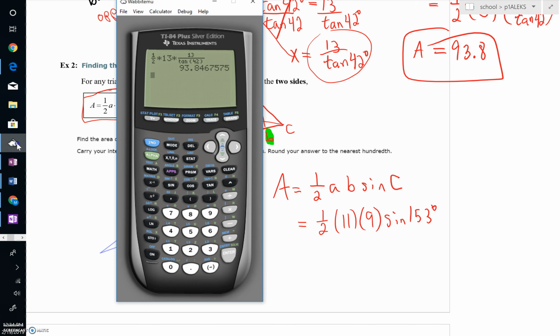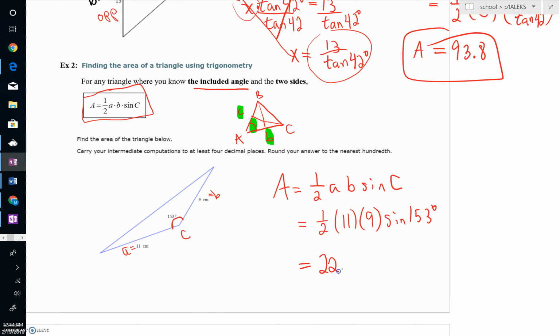So we'll just get our calculator out and get this typed in. Say here's 1/2, here's 1/2. We'll say times 11 times 9 times the sine of 153 degrees. And it looks like we'll get 22.5 because the 4 is next to the 7 here, so we've got to bump it up. 22.5, we're done. So you won't always see an obtuse angle inside of the triangle. If you do, it really doesn't matter.